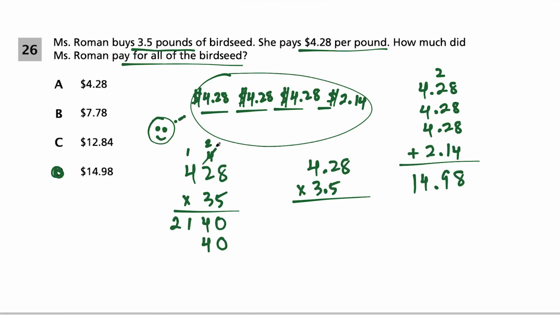I'll get rid of this. I carry my 2 from 24. 3 times 2 is 6, plus 2 is 8. And then we have 3 times 4 is 12. Okay, now we add this all up.